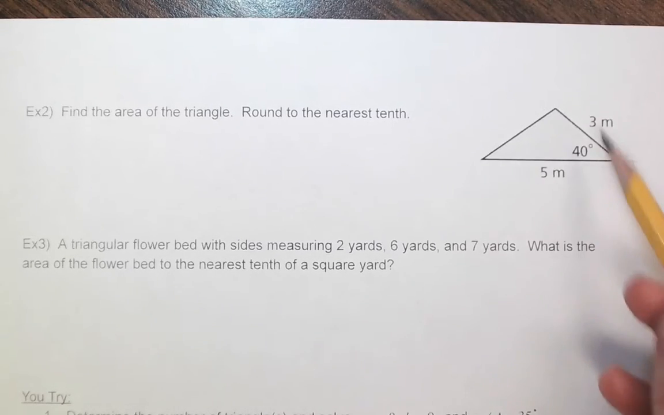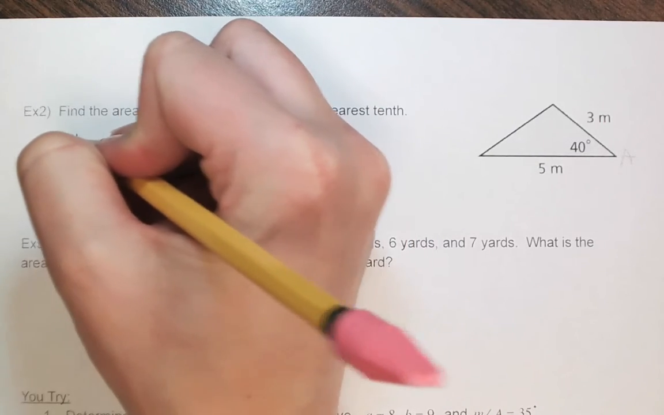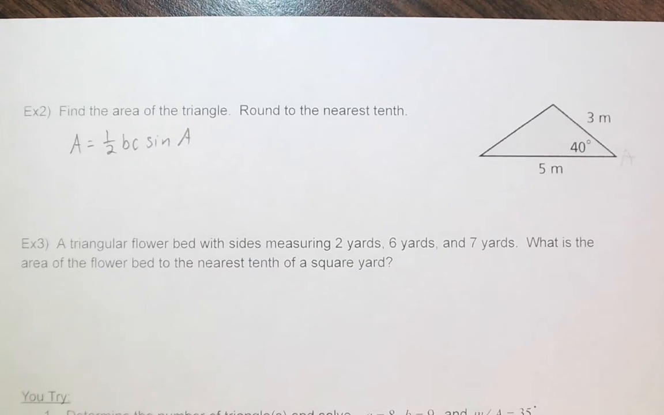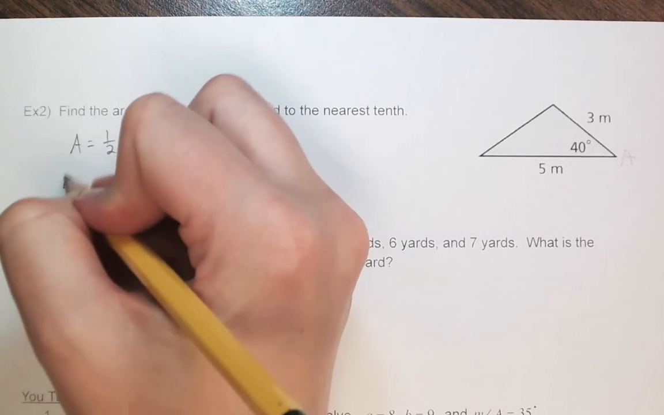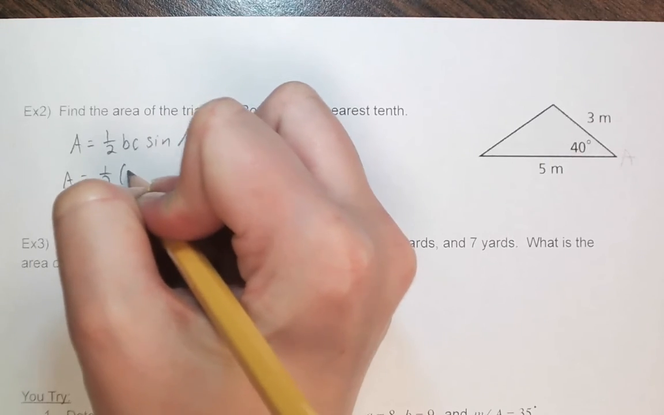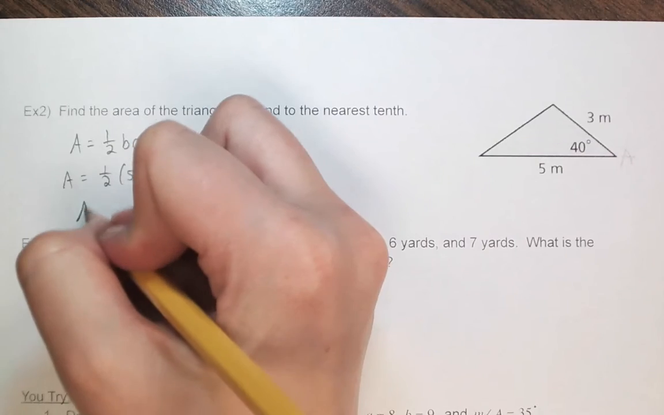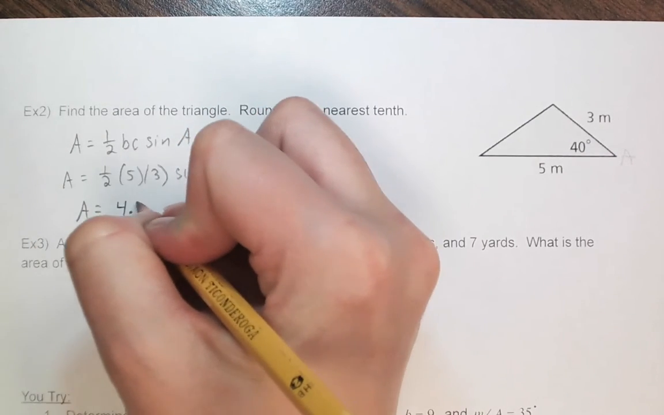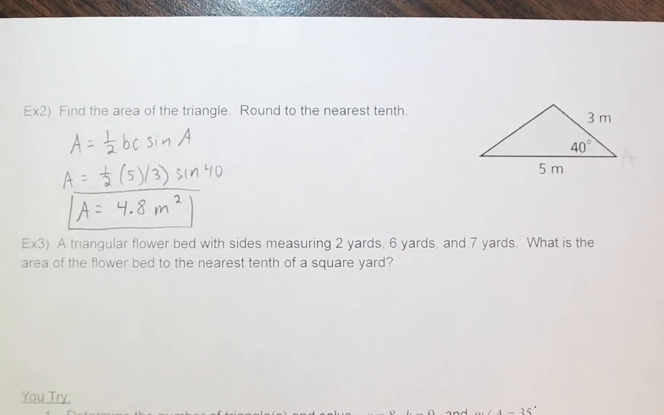So that is exactly what we have in this picture. So what I'm going to do is say that this is 1/2 BC times the sine of A, because these two are both adjacent to that angle, so I can use that. So my area is going to be equal to this little formula, and I'm just going to type that into the calculator, and to the nearest tenth the area would be 4.8 square meters. See, I told you those were quicker.